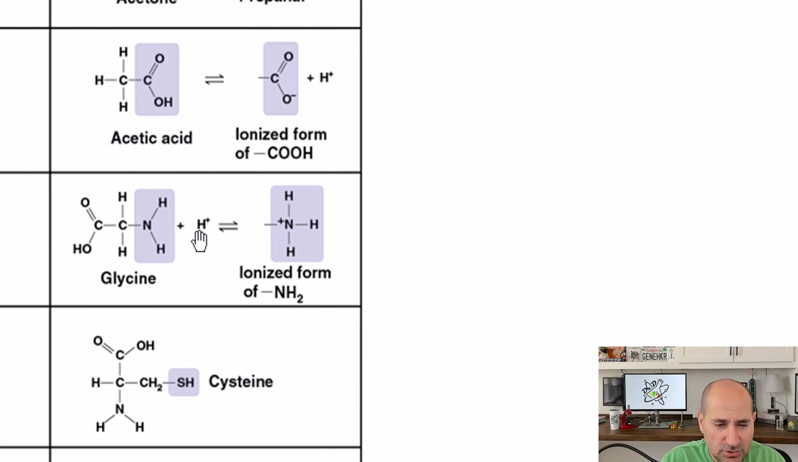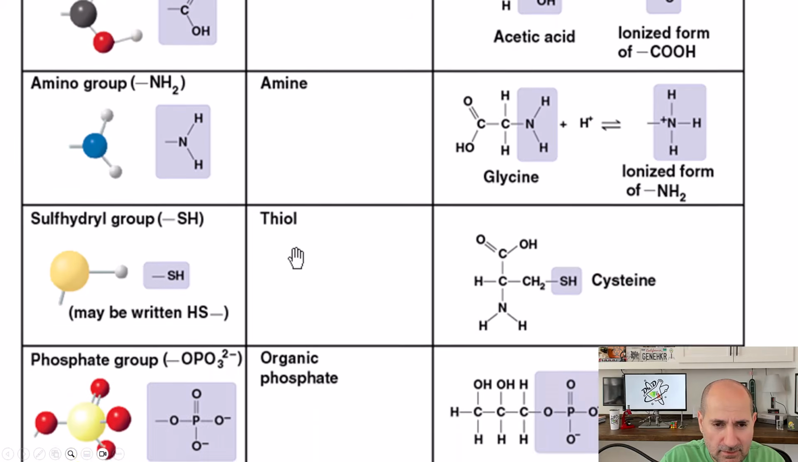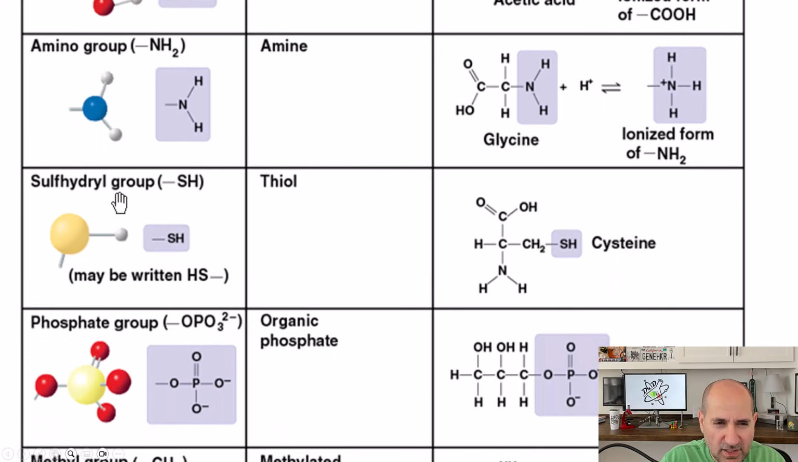Right, so you should know, again, amino groups are NH2 or NH3+. They are basic functional groups. Next, we learned about the sulfhydryl group, or SH, also written as HS if it's on the left side of the molecule. These are thiols.